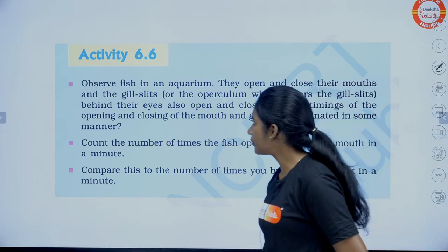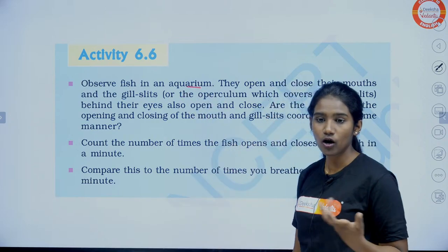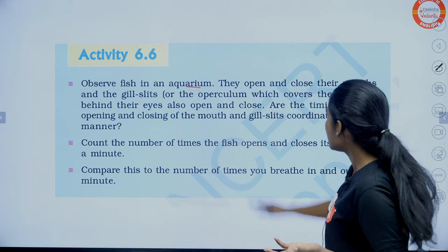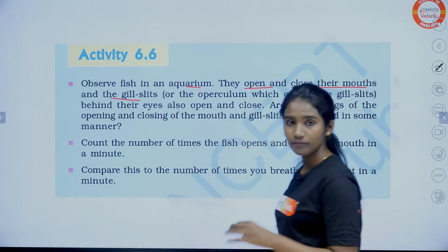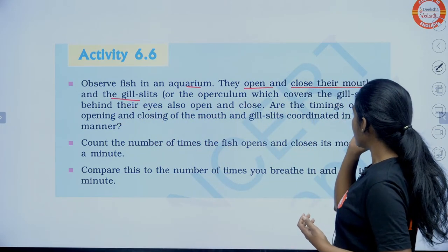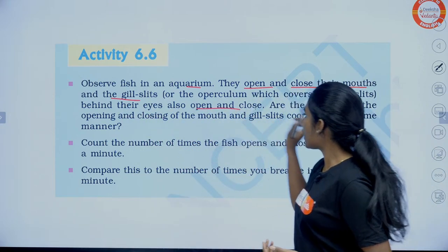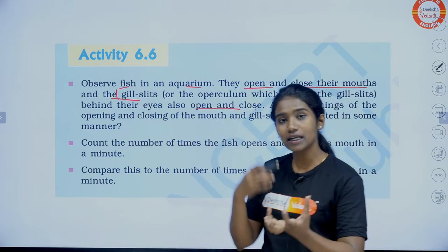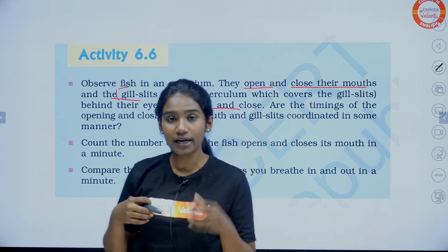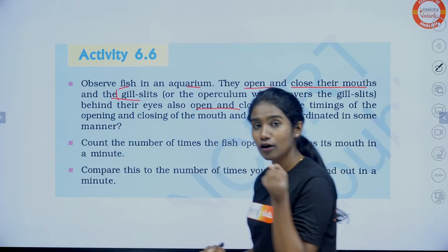Okay, so now observe fish in an aquarium. You all would have seen that they open and close their mouth and gills. And behind their eyes also, the gills open and close. That's how fishes take in the dissolved oxygen, right? They open the mouth and gills, and then they take in the dissolved oxygen.